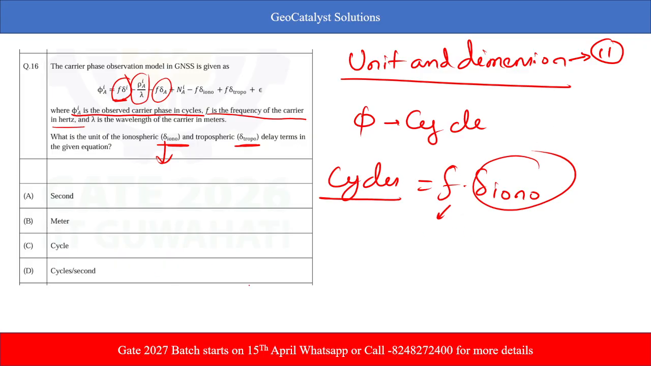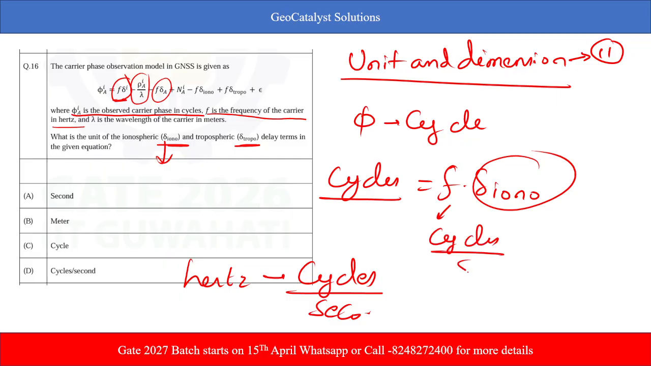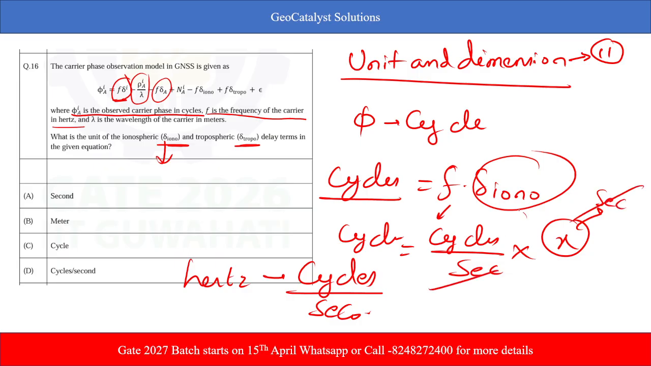Hertz means, hertz is cycle per second. Okay, so this f is cycle per second, and you have left hand side cycle. So what you will multiply, so that it remains cycle? If this unit is second, both will get cancelled and cycle will be equal to cycle. So this has to be second. Okay, so unit and dimension you should equate. Okay, just that. So this question also, second is the answer.